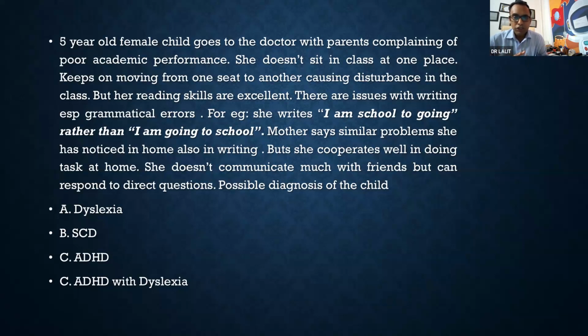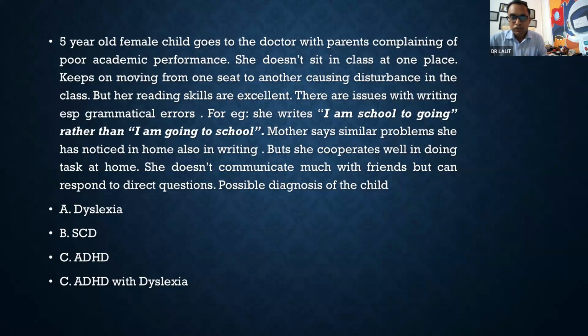Another thing is, she cooperates well in doing tasks at home. He has noticed problems in writing, in grammatical errors. So there are typical pragmatic errors, but she cooperates well in doing tasks at home. She doesn't communicate. Now, a child with dyslexia might have issues with communication, but will have issues with writing and reading. This child has good, excellent reading skills. Writing is also good, but the problem is with the pragmatics. The problem is with the grammatical errors.